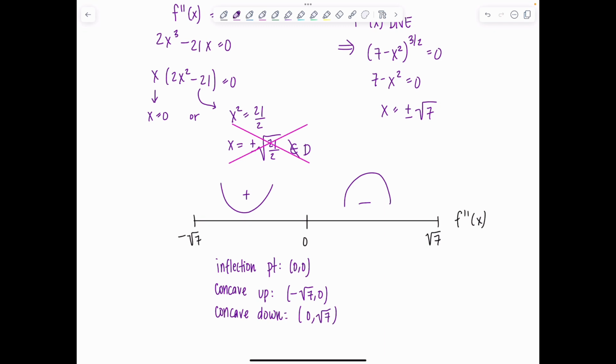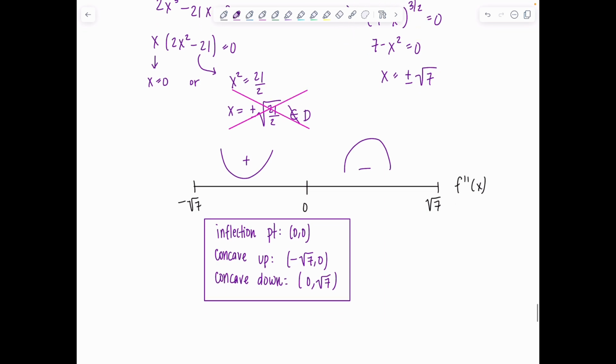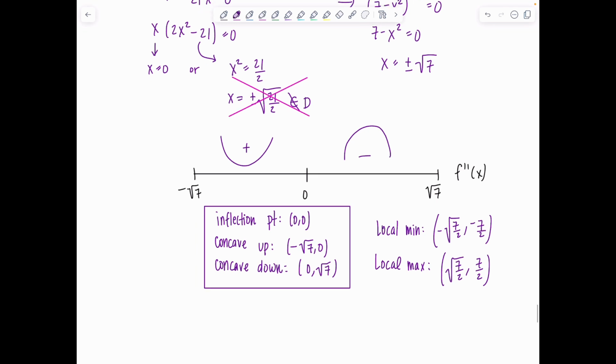All right, are you ready to put the graph together? We have this. We had some local extrema. Did you forget? Probably. Let me remind you. Local min, negative rad 7 halves, negative 7 halves, and then local max, rad 7 halves, 7 halves. And then we also had intercepts besides 0, 0, plus or minus rad 7, comma 0. Okay, so you have to include all of that on the graph.